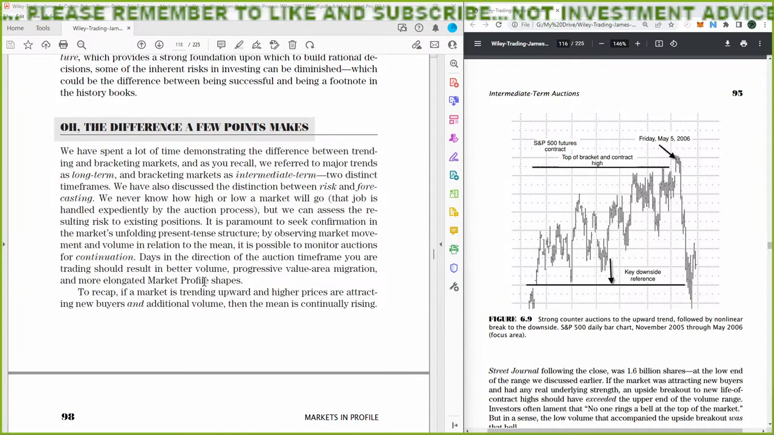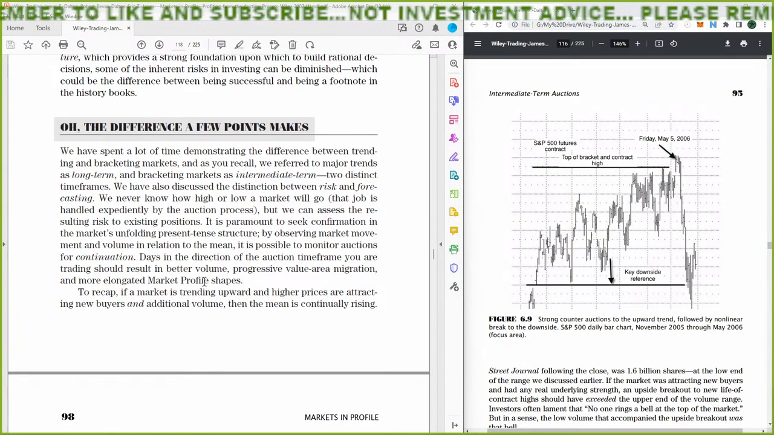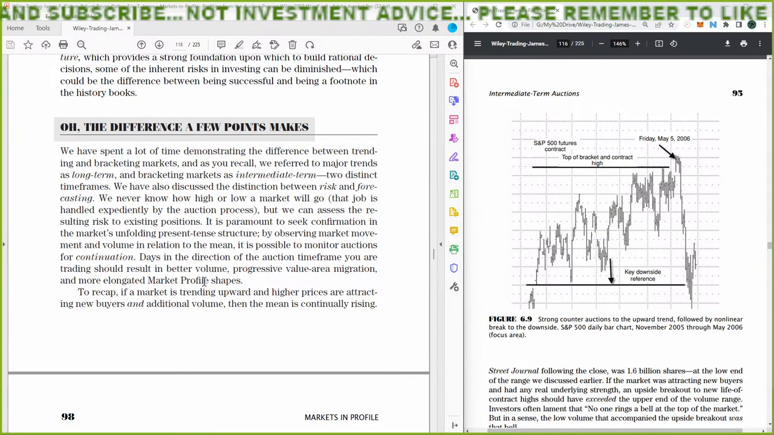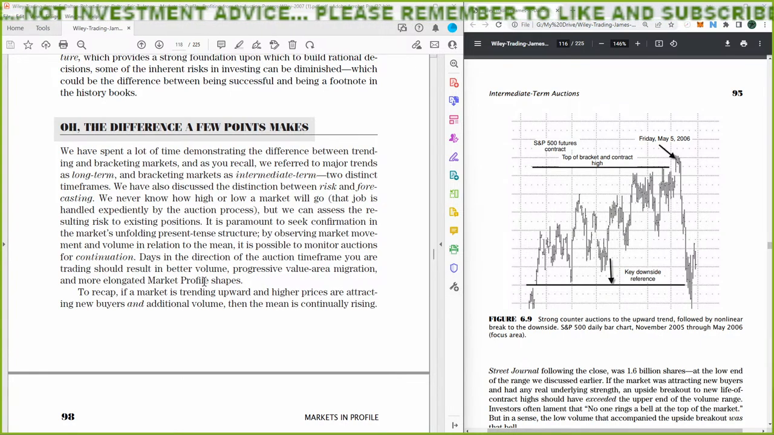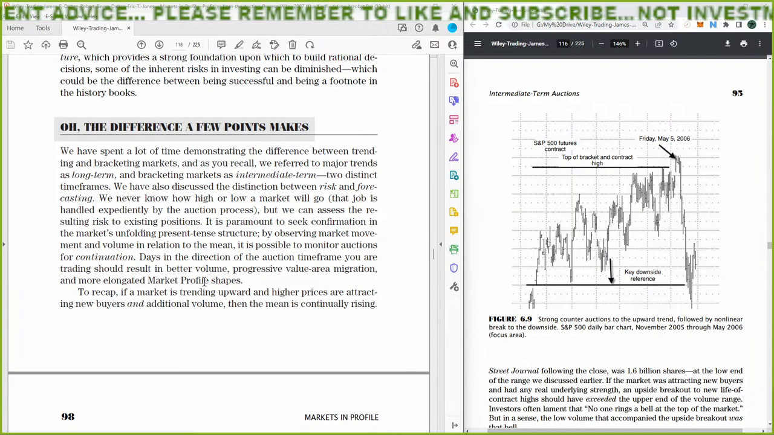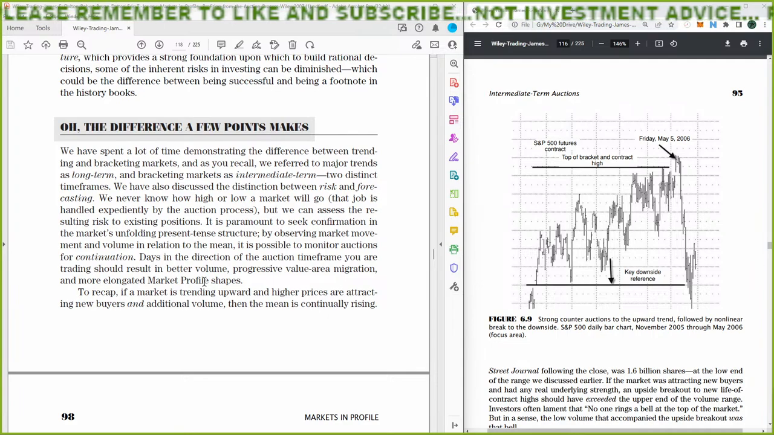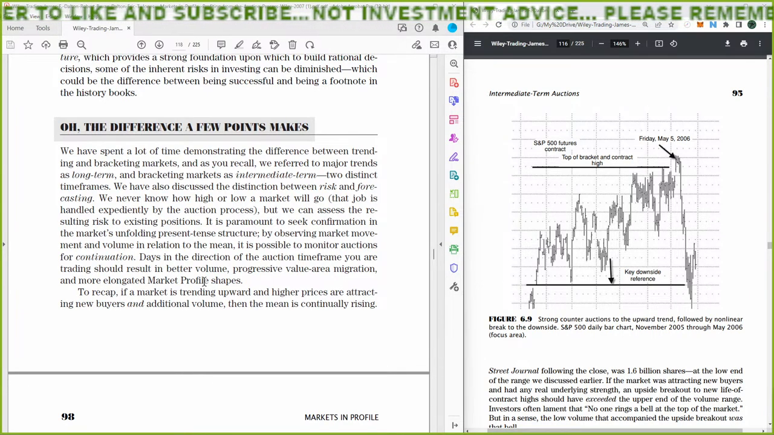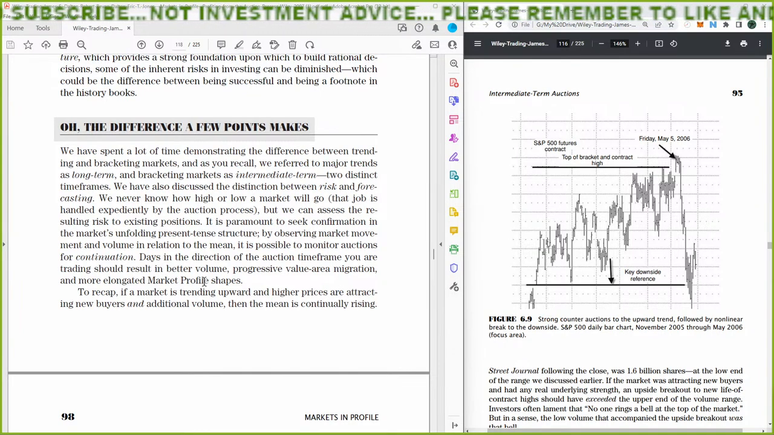We have spent a lot of time demonstrating the difference between trending and bracketing markets. As you recall, we referred to major trends as long-term and bracketing markets as intermediate term, two distinct time frames. We have also discussed the distinction between risk and forecasting. We never know how high or low a market will go. That job is handled expediently by the auction process. But we can assess the resulting risk to existing positions.